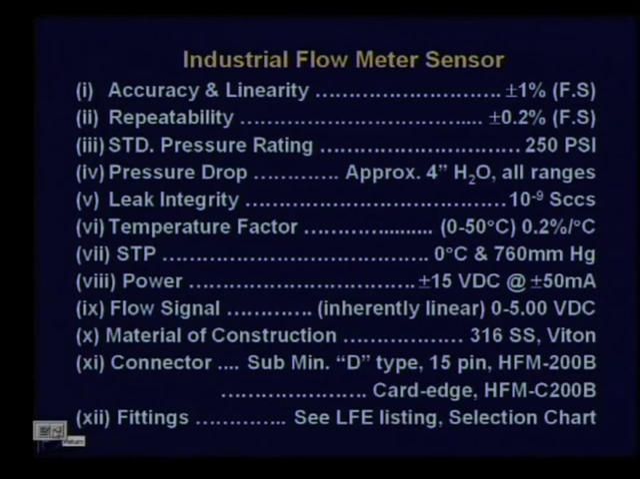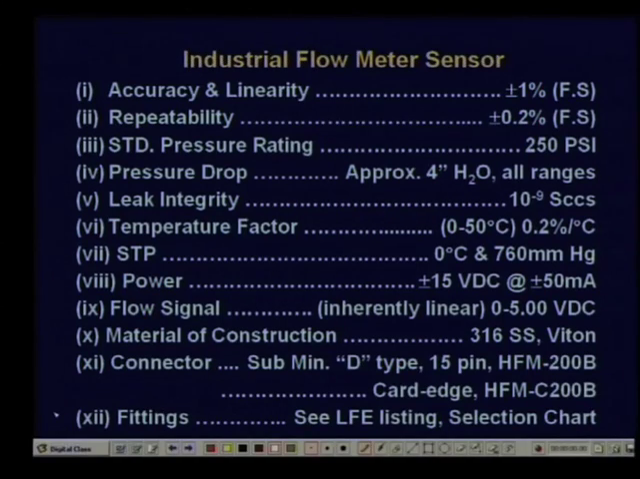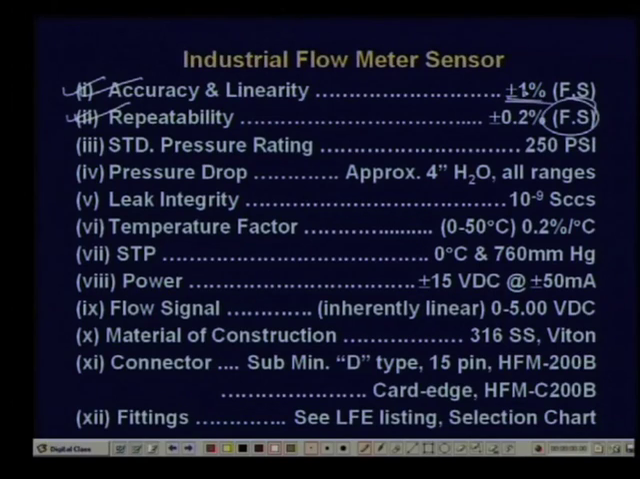Let us look at another sensor, which is a flow meter. There are so many specifications. The important ones are accuracy and linearity, plus minus 1% full scale. Here you see accuracy and linearity are both plus minus 1%. Possibly the instrument is inherently linear, so they are stated together. Repeatability is stated as plus minus 0.2% of full scale. That means even if you make 100 readings of the same flow, the readings will not differ by more than plus minus 0.2% of full scale.